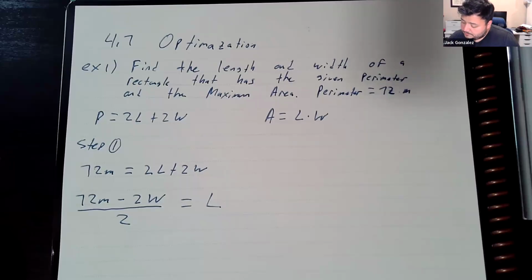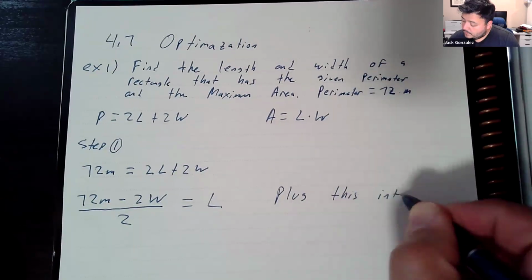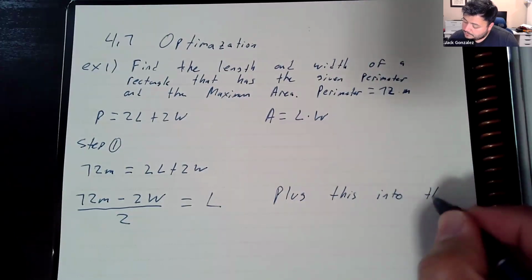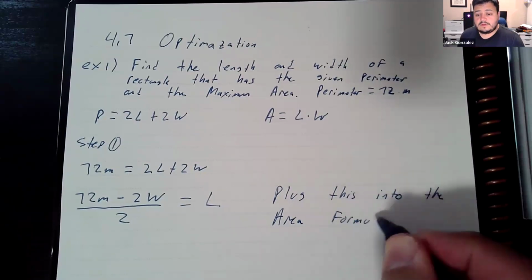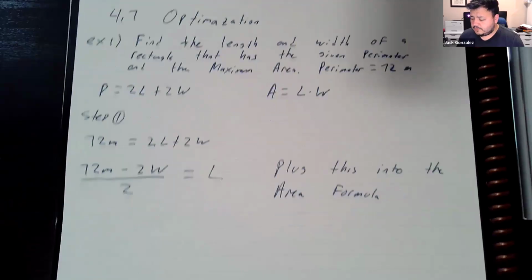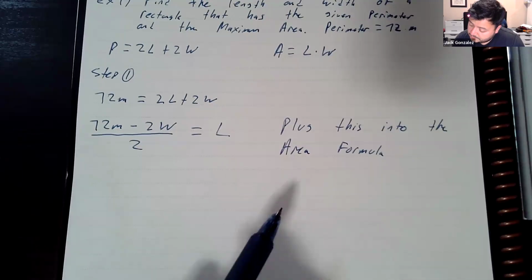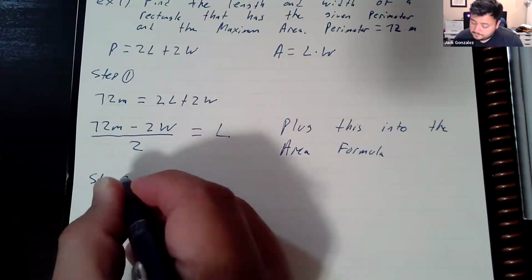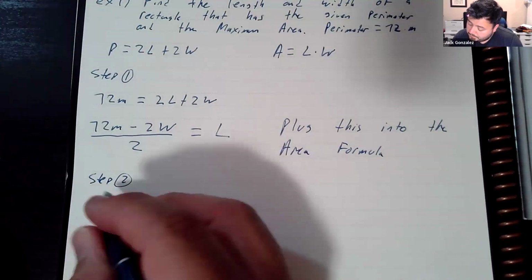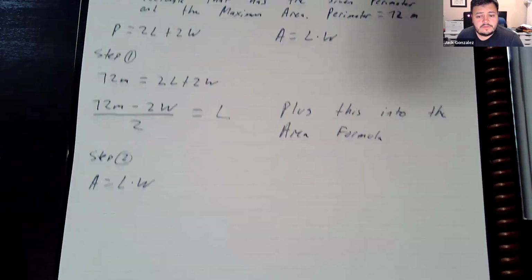So we're going to plug this into the area formula. That way we can get into one dimension instead of two, because the derivatives we've been doing are only with respect to one variable. This will be easier. So step two, plug in L, and we'll have nothing but W's.